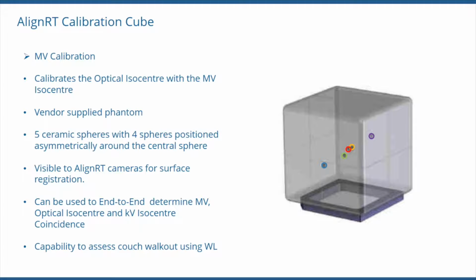For a more accurate calibration of the Align RT isocenter position, which is required for stereotactic, the MV calibration cube can be used. This will fine-tune the optical isocenter to be coincident with the radiation isocenter using a Winston-Lutz test. The cube has 5 ceramic spheres with 4 spheres positioned asymmetrically around the center, allowing for radiographic imaging. The surface of the cube is also visible to the Align RT cameras. The cube can be used for multiple QA tests that can satisfy criteria currently described in TG 142 and 147.